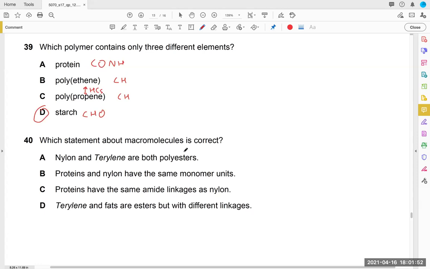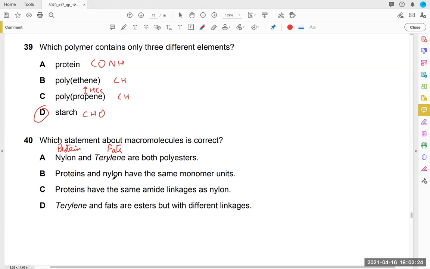Which statement about macromolecules is correct? Okay, let's see. Nylon, which is a polyamide with amide linkages, and Terylene are both polyesters. Actually that's wrong. Terylene is like fats and nylon is like protein, so they are clearly different. Proteins and nylons have the same monomer units. That is wrong. They have the same linkage. Monomer units are different. Protein is made from amino acids and nylon is made from diamines and dicarboxylic acids.